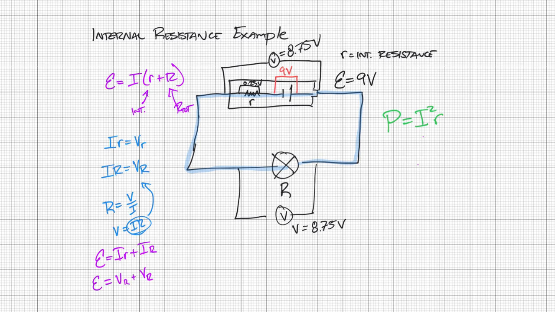So as we look at this, my EMF equals 9 volts. My terminal voltage is 8.75 volts. So voltage lost in this case is 0.25 volts, right? This is what the battery provides. If I were to measure the voltage at the terminals, which are these two positions here, I'd only get a reading of 8.75 volts. And that makes sense because I've lost 0.25 volts due to my internal resistance.